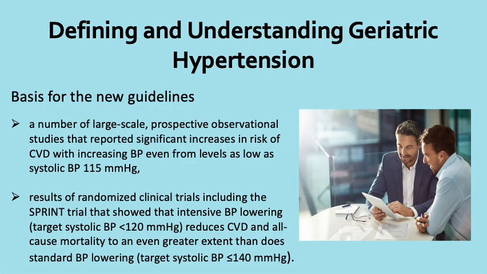This change was based on findings from a number of large-scale prospective observational studies that reported significant increases in the risk of cardiovascular disease with increasing blood pressure even from levels as low as systolic blood pressure equal to 115 millimeters mercury, as well as the results of randomized clinical trials including the SPRINT trial, which is discussed further in later sections, that shows that intensive blood pressure lowering to a target of systolic blood pressure less than 120 millimeters mercury reduces cardiovascular disease and all-cause mortality to an even greater extent than does standard blood pressure lowering with a target of systolic blood pressure less than or equal to 140 millimeters mercury.